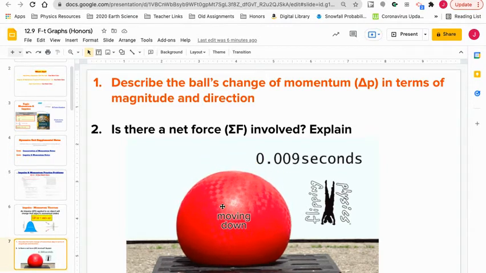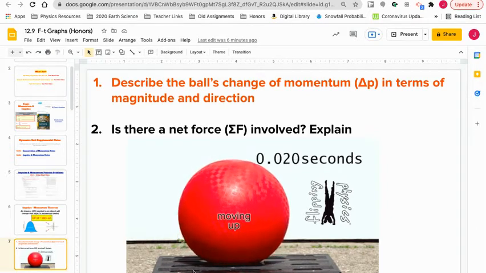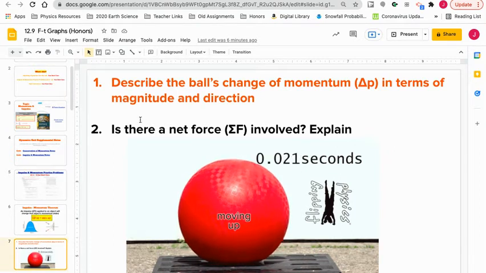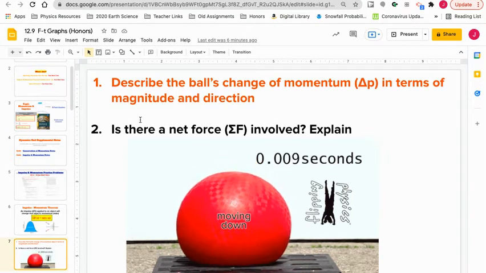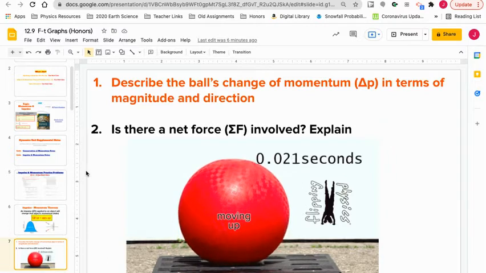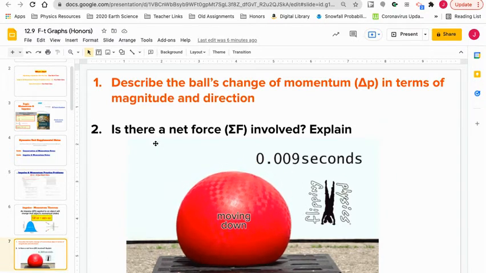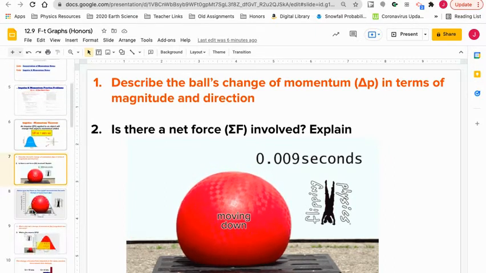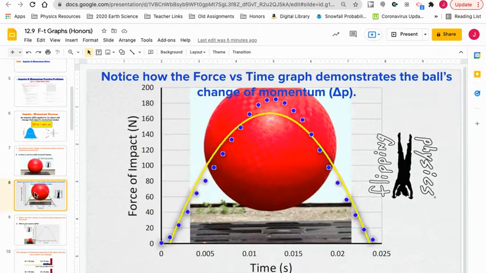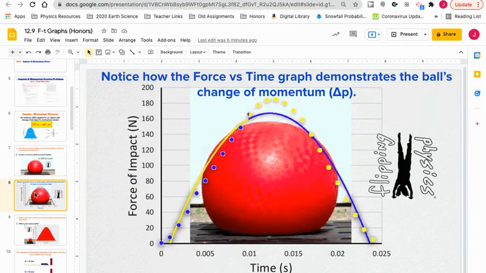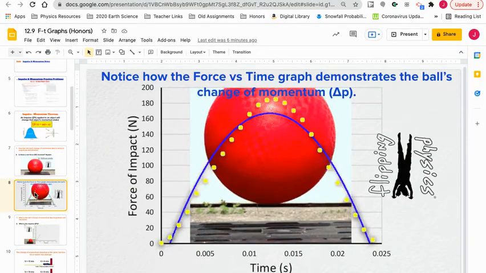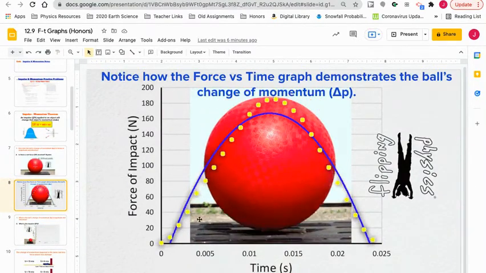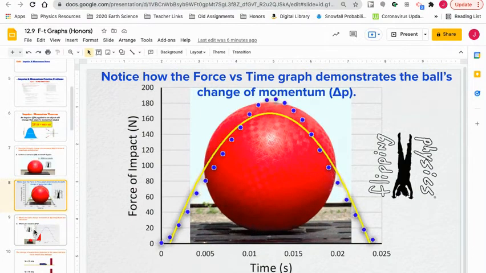You're looking at this ball hitting a force plate, and it shows you the amount of time that happens over. First question, just describe the change in momentum in terms of magnitude and direction. And then is there a net force involved, and explain how you know one way or another. Then this slide here is showing how there is a change in momentum and graphing the impact force over time, and what that looks like.